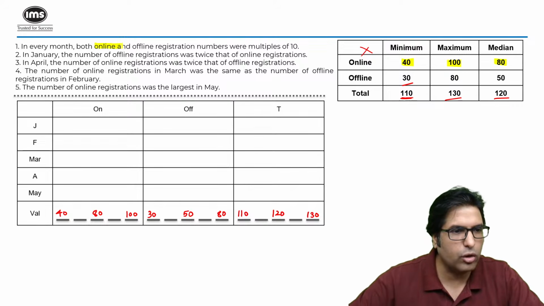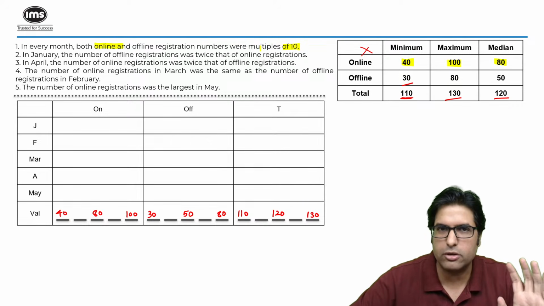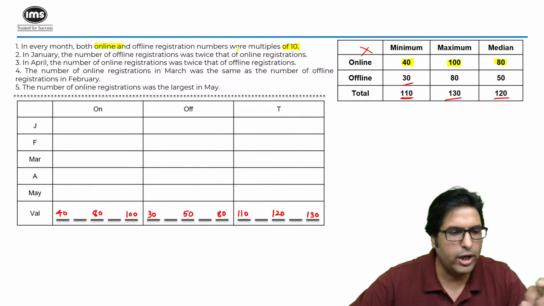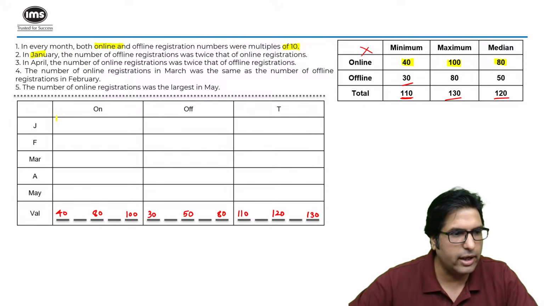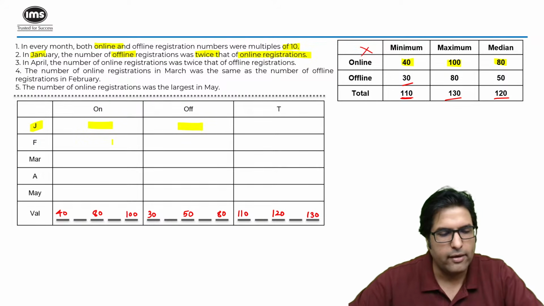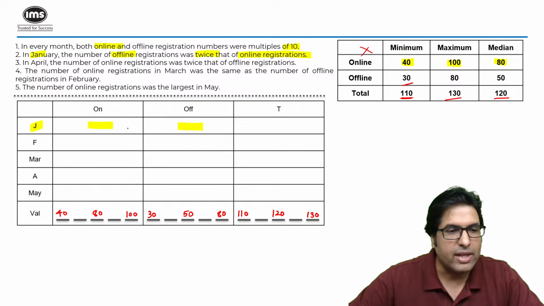In every month, both online and offline registrations were multiples of 10. So we'll keep this in our head. No need to write anything anywhere. This is a straightforward clue. All the values are multiples of 10. Next clue. In January, so we are focusing on January, the number of offline registrations was twice that of online registrations. All right. So offline is twice that of online, which means I can say that if this value is x, this value will be 2x, and the grand total of this will be 3x.